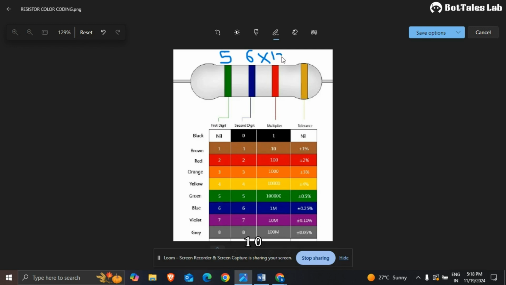That is 1, 0, 0. Tolerance is not that important for you, but still I will show. This color is golden. So for golden color, if you see in the table, its tolerance is plus minus 5%. Just write plus minus 5% here. After this, you can calculate the value.